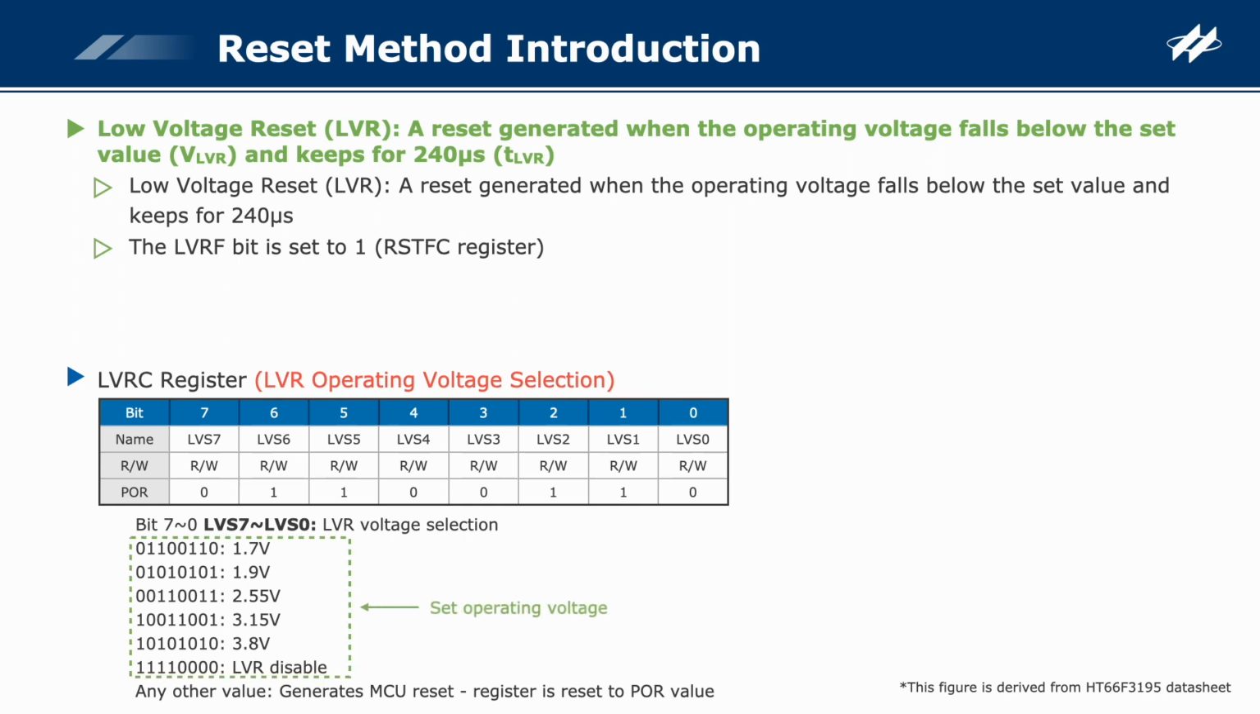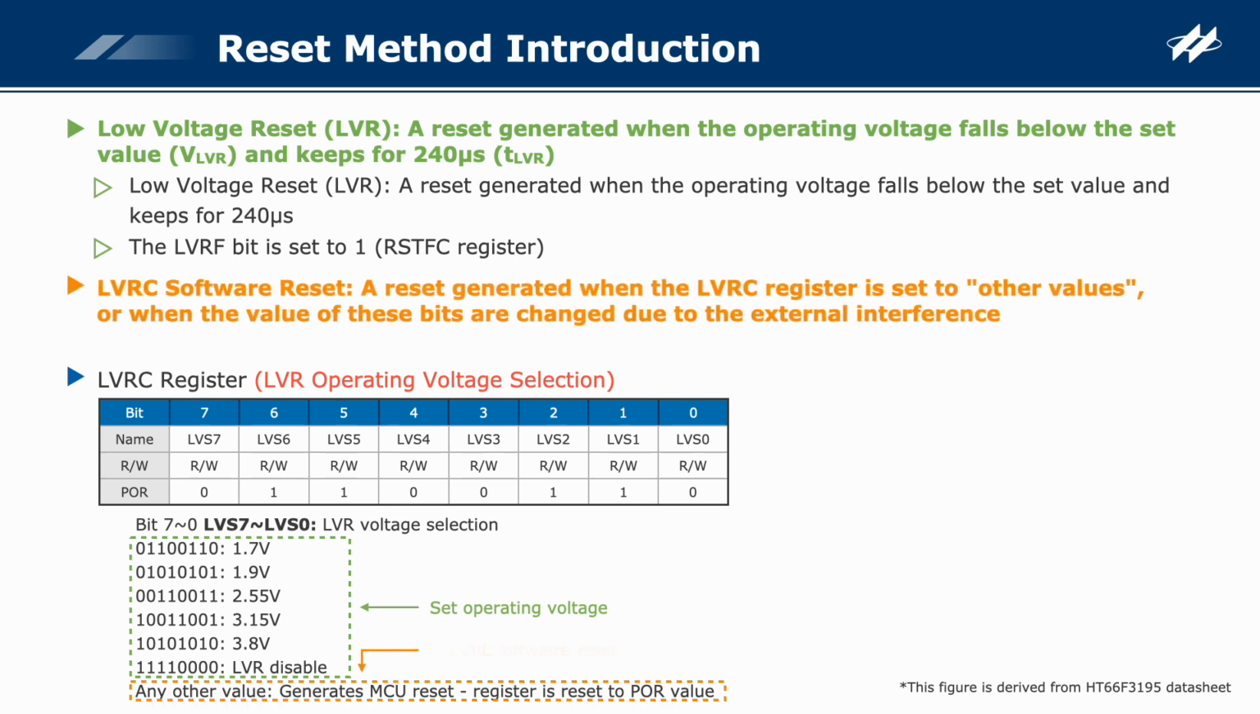So, when the power supply voltage is reduced to a certain value due to instability or power consumption, which may affect the normal operation of the MCU, the LVR reset can be used and set according to this value. In addition, when the LVRC register is set to other values, or when the value of these bits is changed due to the external interference, the MCU will be reset, that is, the LVRC register software reset. At the same time, the LVRC register software reset flag LRF will be set to 1.